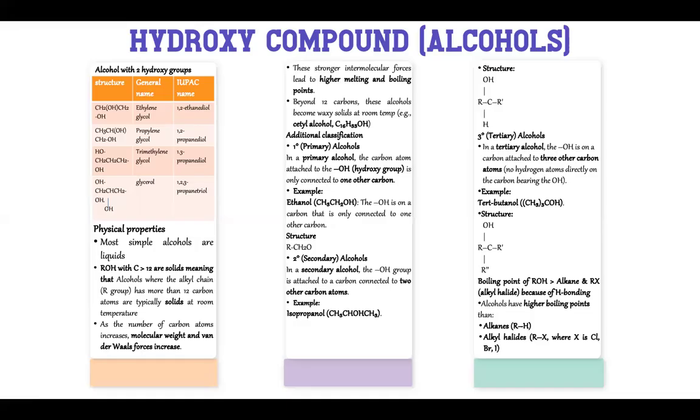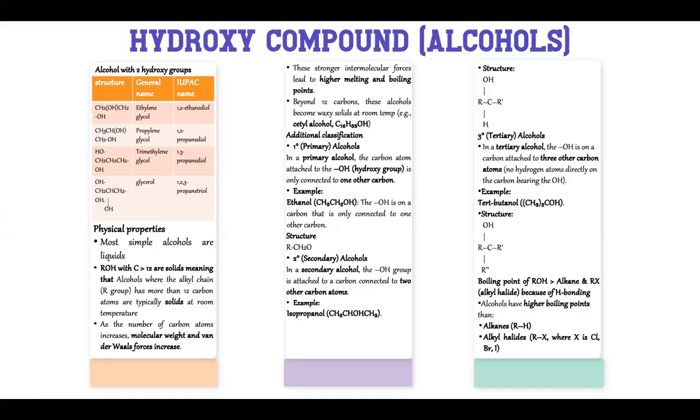Example, cetyl alcohol, C16H33OH. And on top of that, there is also additional classification, for example primary alcohol. In a primary alcohol, the carbon atom attached to the -OH, the hydroxy group, is only connected to one other carbon. Example, ethanol. The -OH is on a carbon that is only connected to one other carbon. And in terms of structure it is R-CH2OH.